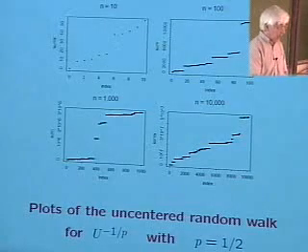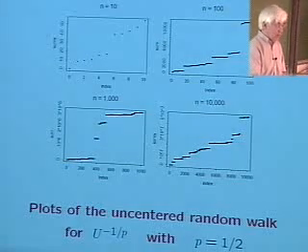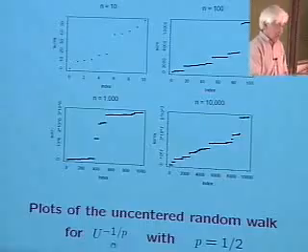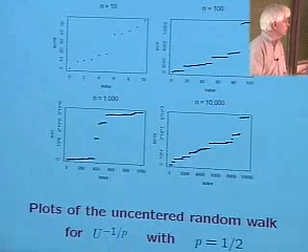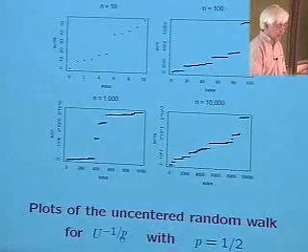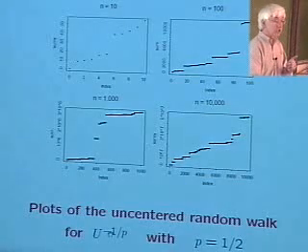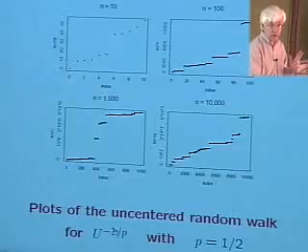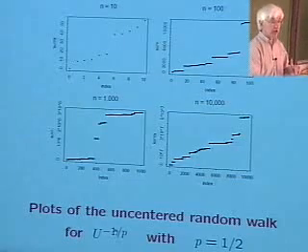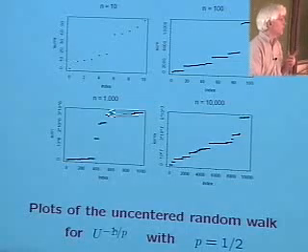Now we do the other case. This is just the uncentered random walk where we take the smaller p, u to the minus 1 over p. So this is 1 over u squared. So if u is small, u squared is even smaller. And it's 1 over u squared, right? So if u happens to be small, 1 over u squared is going to be big. So this is what you get.